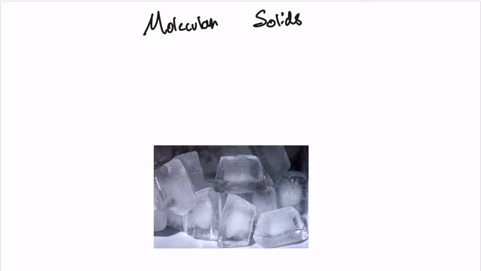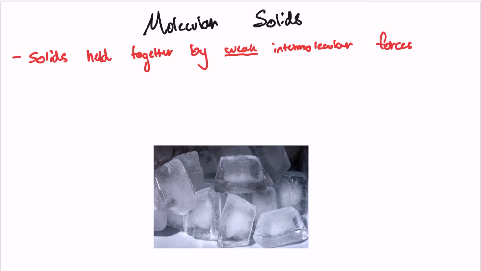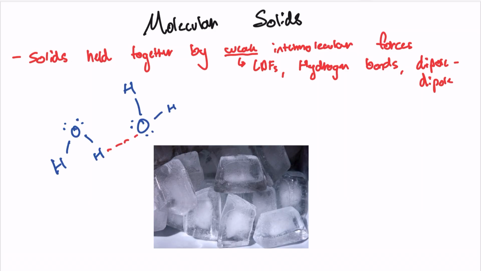Molecular solids are solids that are held together by weak intermolecular forces, such as London dispersion forces, dipole-dipole interactions, or hydrogen bonds. Examples of molecular solids are ice, dry ice, and iodine. Water molecules are attracted to one another via hydrogen bonds, which I've denoted by this red dashed line here. At room temperature, we know that water is a liquid, but if we get it cold enough, the water will freeze and turn into ice.